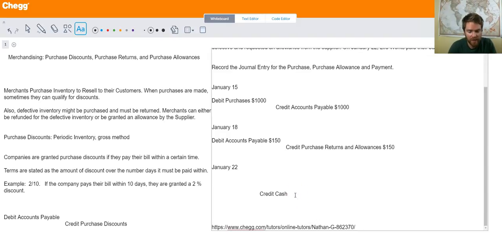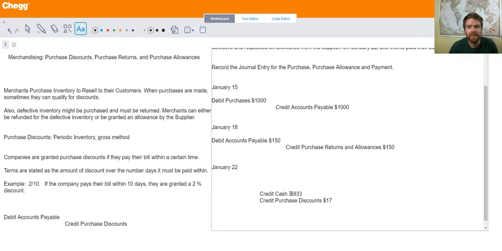So if you know that cash is $850 that you're going to have to pay, now you subtract $17 from that. So now all you owe is $833. But you have to record that discount as well. So you're also going to credit purchase discounts for $17.